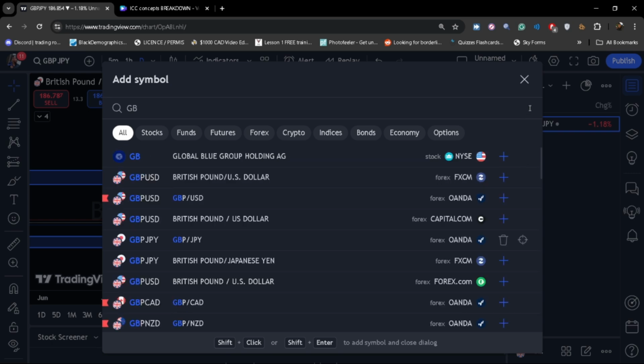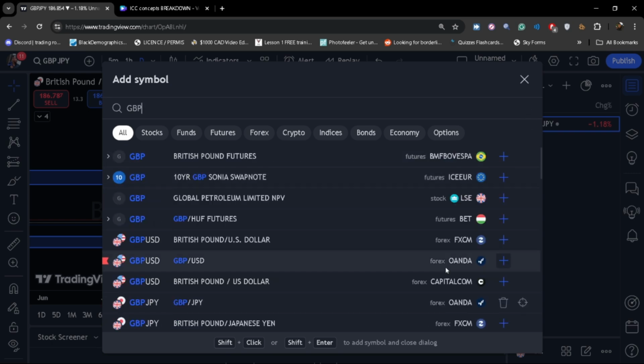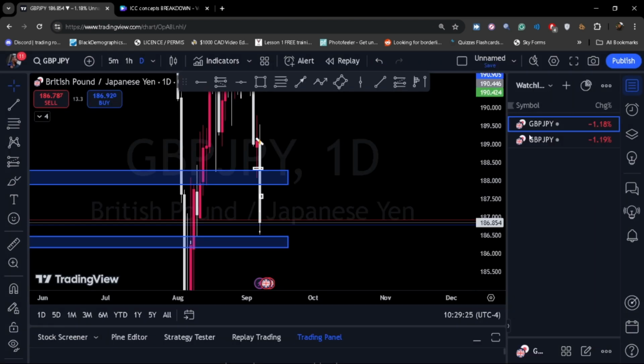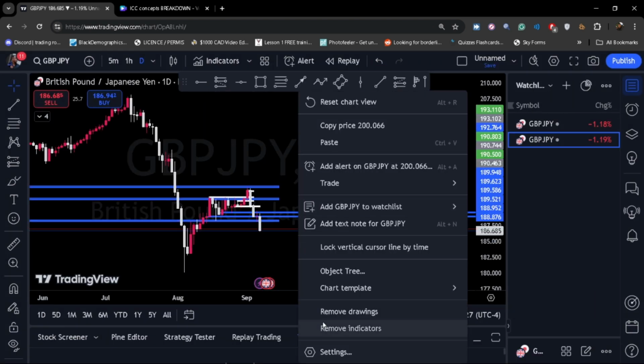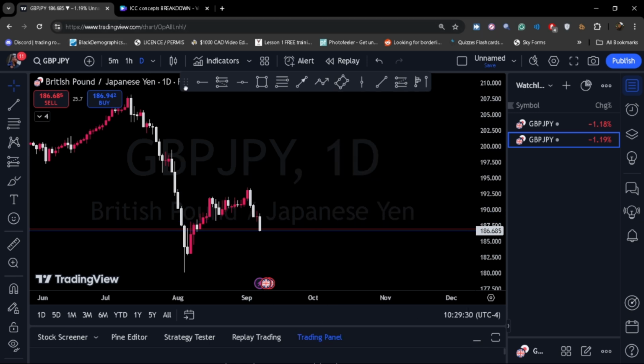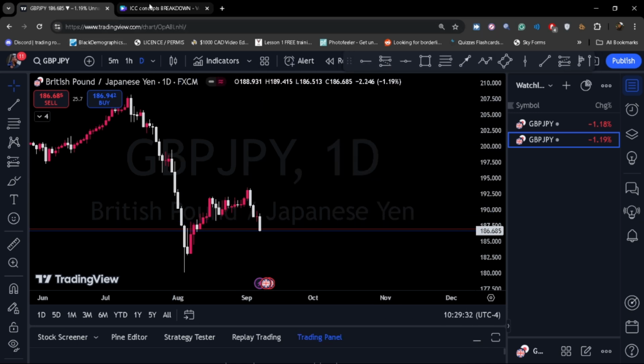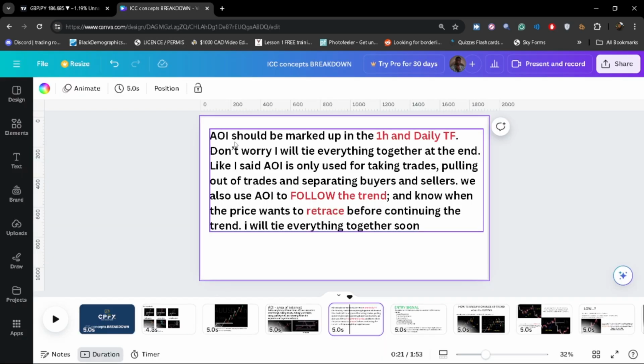So when it comes to marking up your charts, I keep this super simple. So let me break this down. When it comes to GJ area of interest, we start from the daily time frame. I only use 3 time frames: the daily time frame, the 1 hour time frame, and then the 5 minutes. So basically the area of interest should be marked up in the 1 hour and the daily time frame. I will tie everything up at the end, but like I said, the area of interest is used for taking your trades, pulling out of your trades, and showing the separation between buyers and sellers.